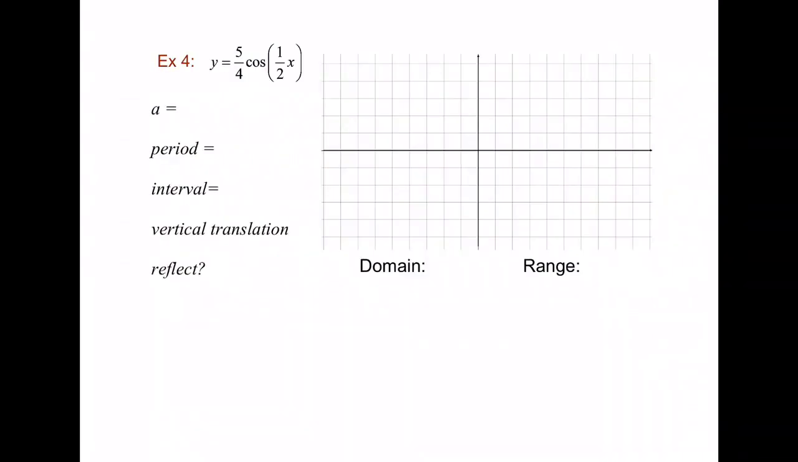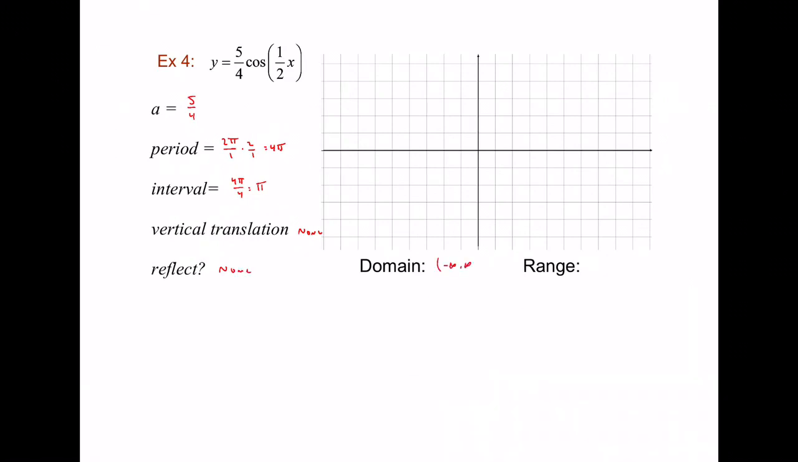All right, and one more example of graphing. So our amplitude is 5/4. The period is 2 pi divided by 1/2, or multiplied by the reciprocal. So the period is 4 pi, twice what it originally was. And then if you divide that into fourths, you find that your interval is pi. Once again, we have no vertical translation on this one, and no reflection as well.